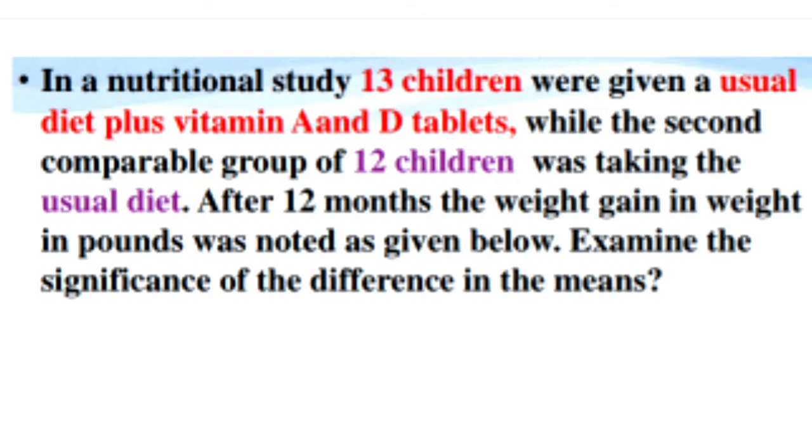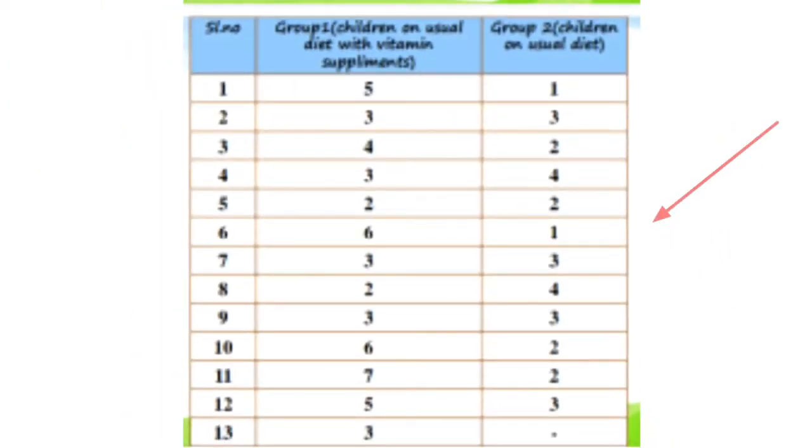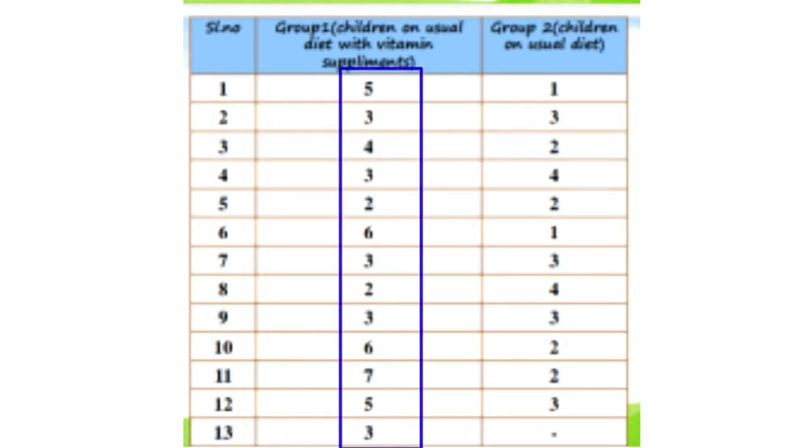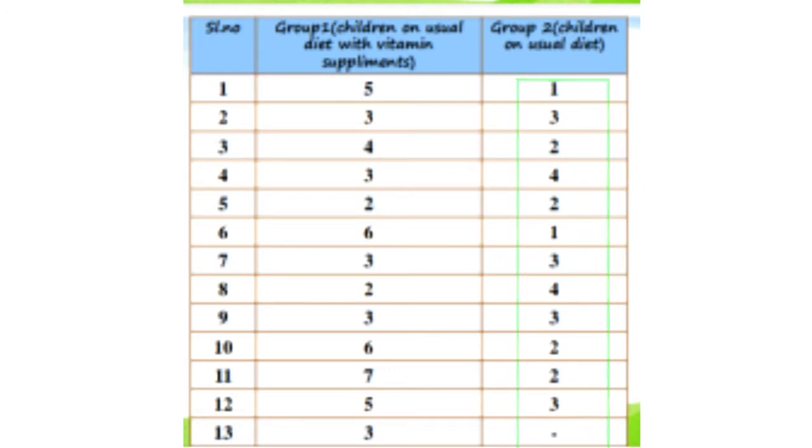In this example, we have two groups, that is 13 children were given a usual diet plus vitamin A and D tablets, and the second group is 12 children taking usual diet. So we have to check the significance of difference in these two groups. This is the data which is obtained during study, and in this total 13 samples were in the group 1 and 12 samples were in the group 2. And this is the data which is obtained from the group 1, and this is the data which is obtained from the group 2. Here we need to compare the weight gain in group 1 and group 2.